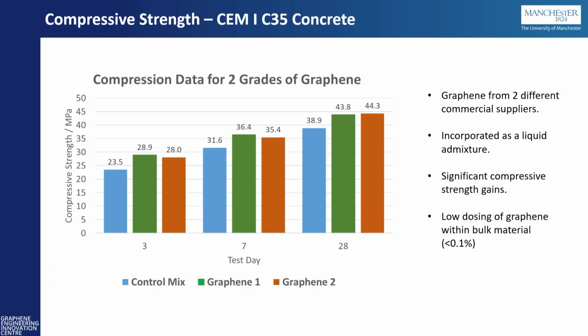Just very quickly, this is just an example of some of the compression data that we can see for graphene. So this is a typical C35 CEM1 mix, about 320 OPC. Most of the work we've done is on CEM1 systems, and I know from one of the other talks, it's not something we're going to be doing long term, and most people use some kind of cement replacement technology. But for the purposes of getting the system right and getting our formulations right, this is what we've done the bulk of our work with.